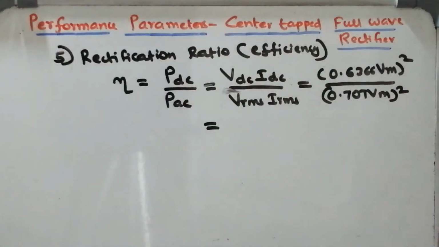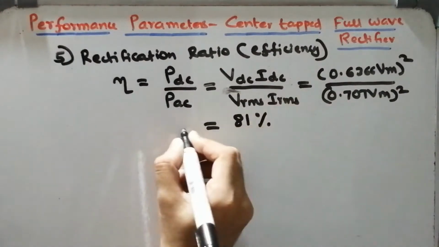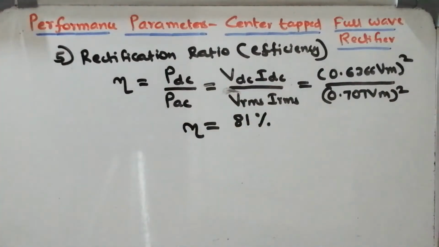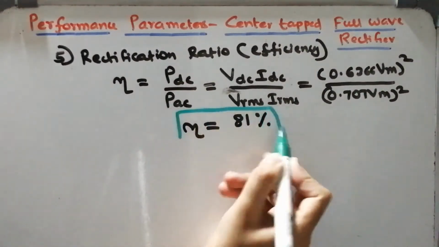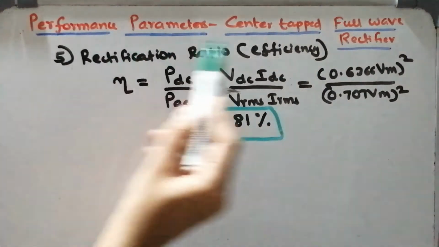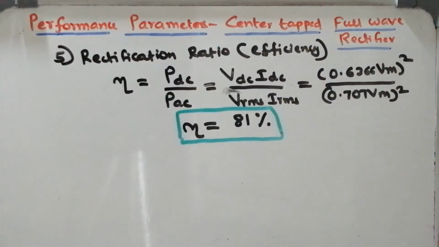If I solve, Vm square and Vm square get cancelled. Finally I will get 0.81, that is equal to 81%. So eta is equal to 81%. This is very important. The rectification ratio of the center tapped full wave rectifier is 81%. You can note this down.